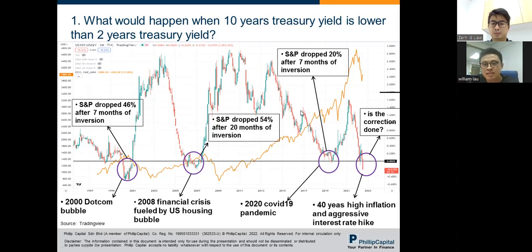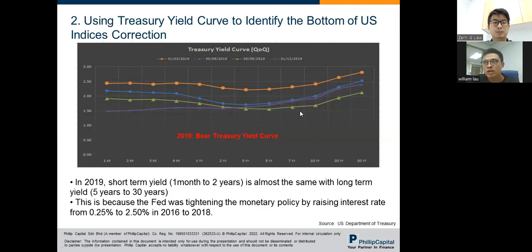Now, let's look at the second thing. Since we know the correction is not done, how do we know whether the correction is finished? How do we identify that? Personally, I'm using the treasury yield curve to identify the bottoming.